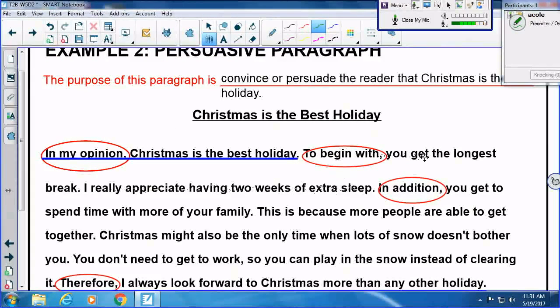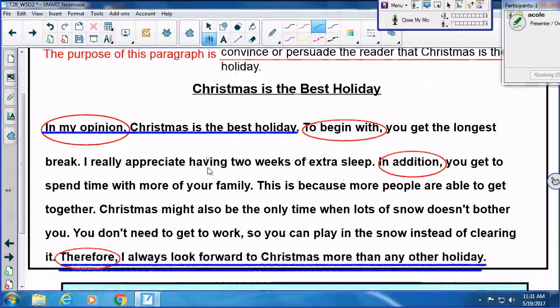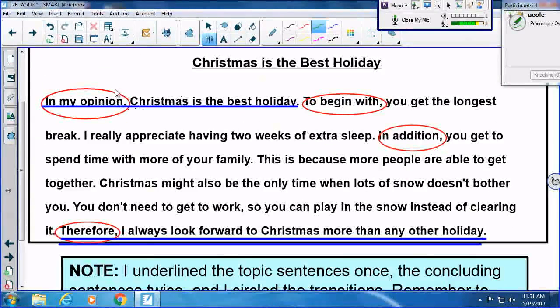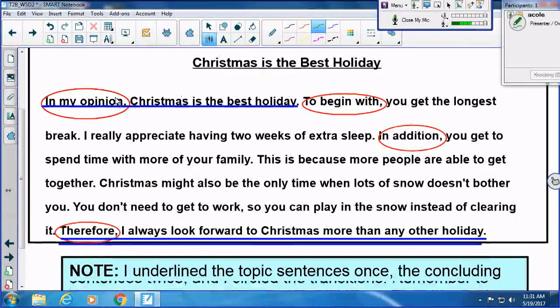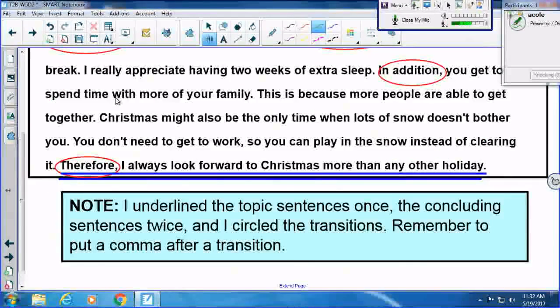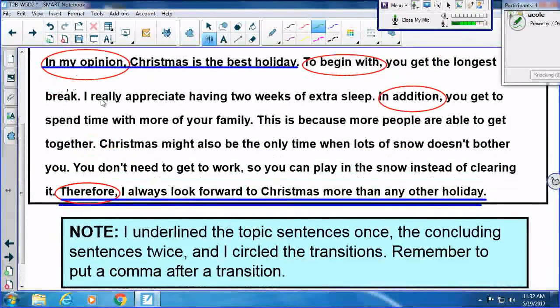So the first thing I say is you get the longest break. And then I say something right after that to explain what I mean by that. So you kind of pair your sentences together, your reason and your detail to go with that reason. Reason, detail, reason, detail. Right. In my opinion, I think, is a really useful transition to use with a persuasive paragraph. And then of course I have a topic and concluding sentence that are similar but not the same.